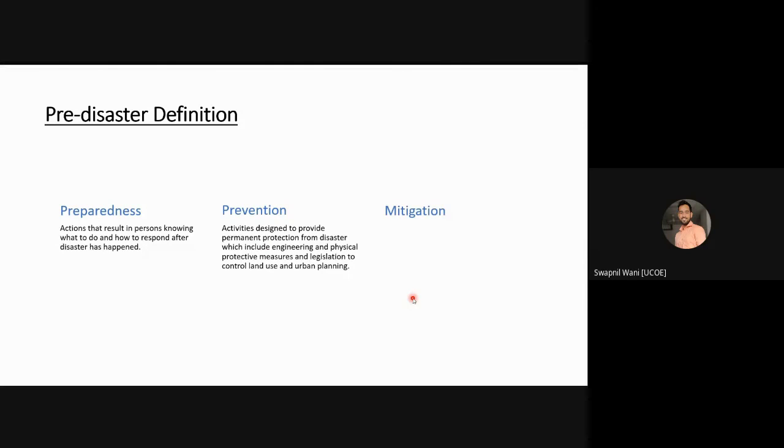And the last term in pre-disaster is mitigation. Mitigation means measures taken in advance of an event aimed at decreasing or eliminating its impact on society and environment. All such actions are known as mitigation measures.